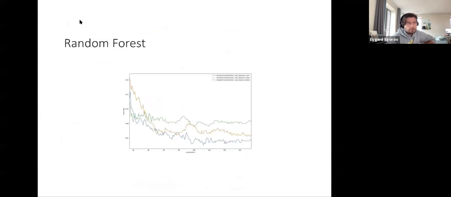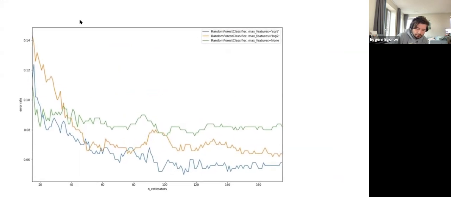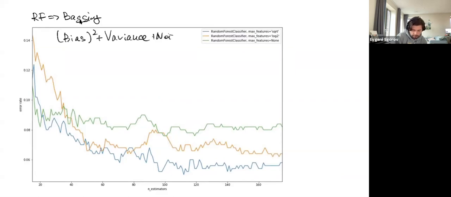Okay, so let's then answer the question: will we overfit or not? And maybe provide some intuition why. So here is the random forest picture. It's basically bagging. For bagging, we know the general decomposition of the error: squared bias plus variance plus noise, of course. And this is the whole error.